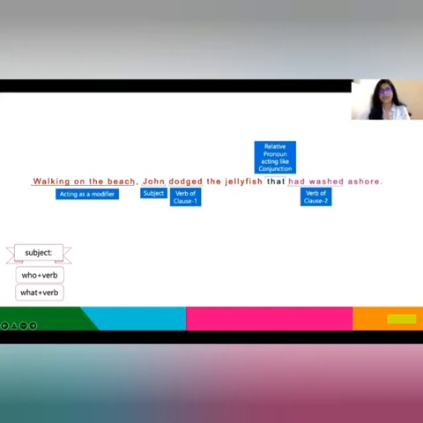So I think it has become clear how to identify and differentiate between a gerund phrase and a participle phrase.